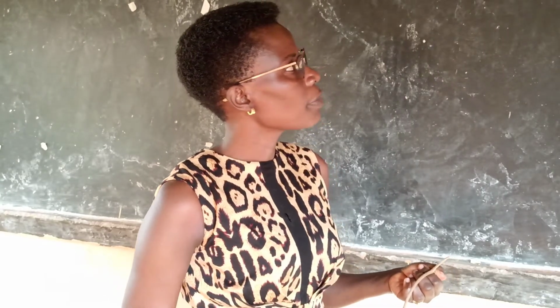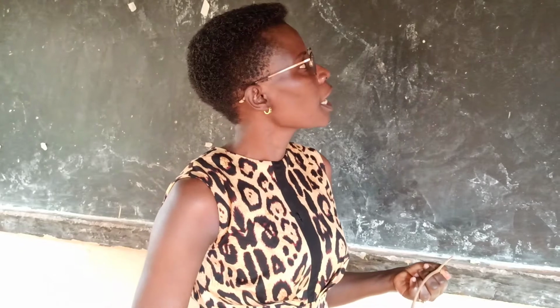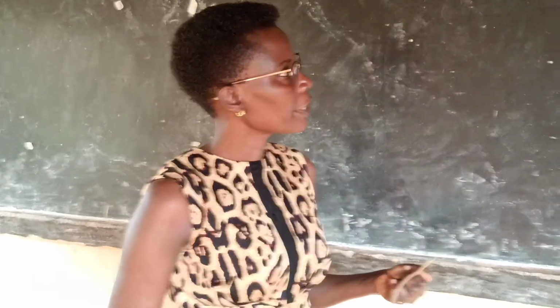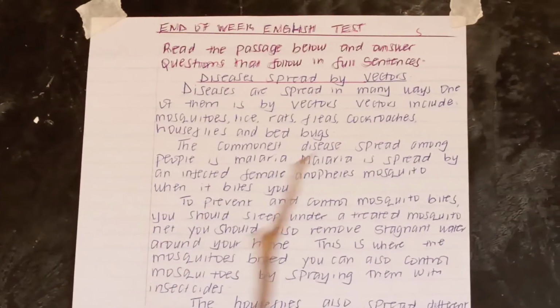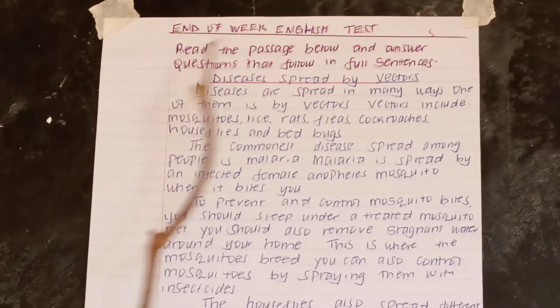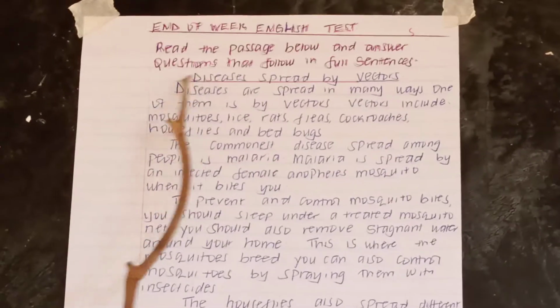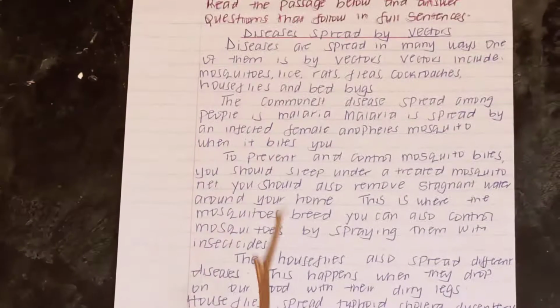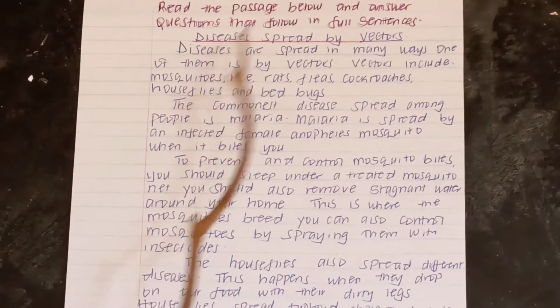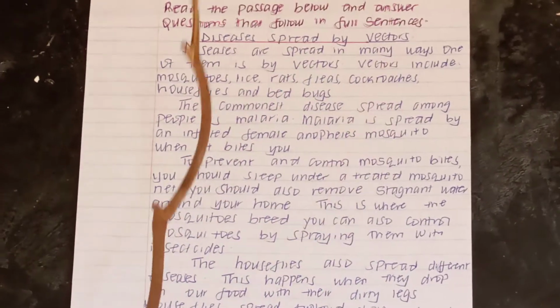We are here for a new week, and before we begin everything, we have to mark the previous test. Our test was about a passage, and I'm going to read through just to remind us and then give you the feedback. The instruction was: read the passage below and answer questions that follow in full sentences. The title of the passage was Diseases Spread by Vectors.